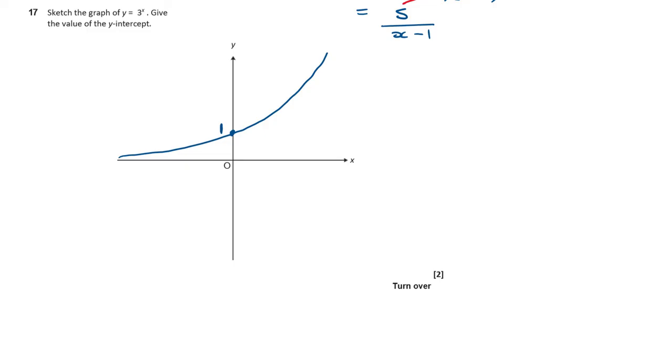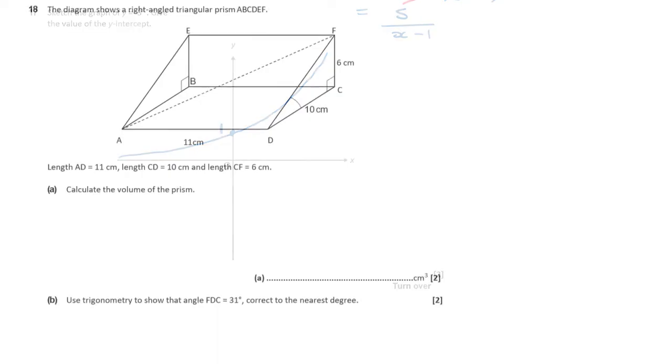On this side, you need to make sure it's heading towards the x-axis but never touching it, just getting closer and closer. And this one at the other end is increasing, increasing. Okay, that's it. 2 marks for that. Super easy. Question 18. The diagram shows a right-angled triangular prism ABCDEF.